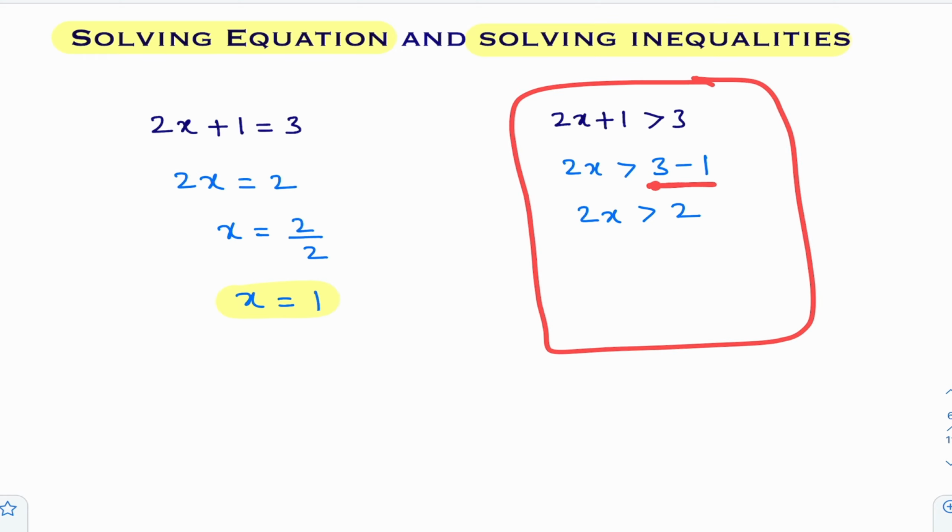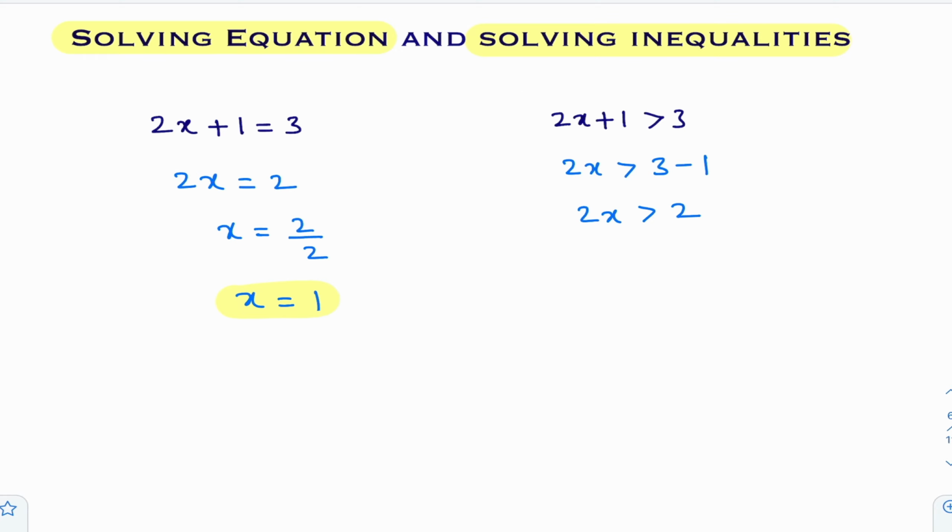You see, to subtract, there is a condition. To divide, there is a condition. All those things we are going to learn in the next slide. Okay, just wait. This can be written as x greater than 1. Okay, so x greater than 1. X greater than 1 means what?